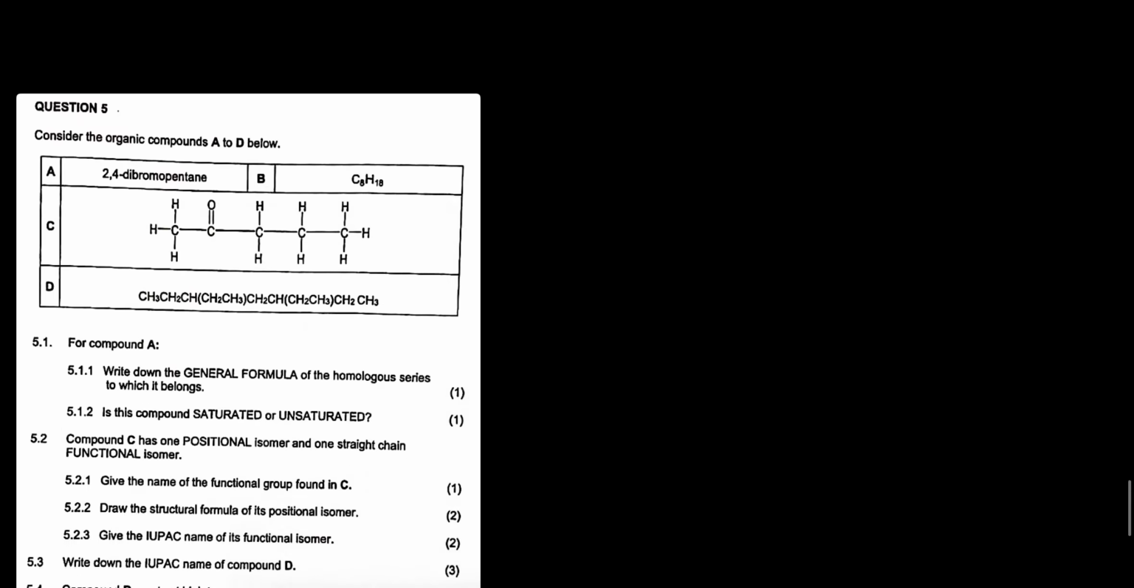Now as we move on to answer question number 5, look at the statement. They say, consider the organic compounds A to D. So we have compound A. By looking at compound A, we can clearly see that it is a haloalkane. We have a pentane, and we have halogens. So that's a haloalkane.